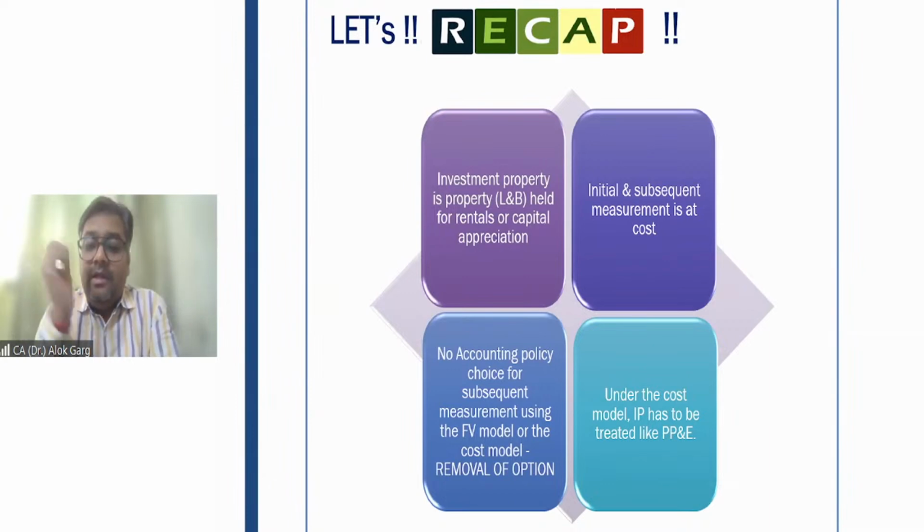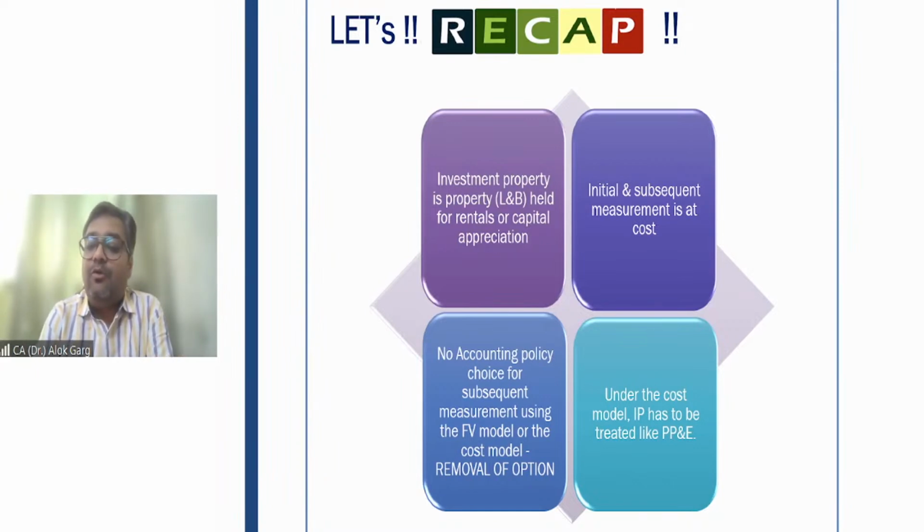Investment property means investment in property. When I say property, it is land and building, which is held for rental or capital appreciation. As an owner, if you have purchased the land and building, it will be your investment property. Or as a lessee, if you have taken land and building on lease, again it will be your investment property, provided, as an owner or as a lessee, the objective is either of the two: rental purposes or capital appreciation purposes, right? Clear? So this is the definition.